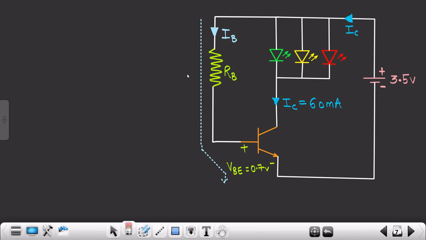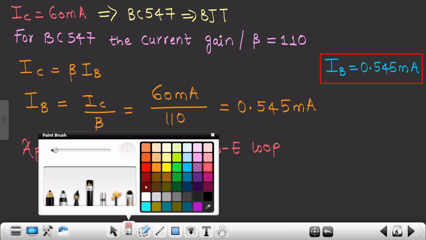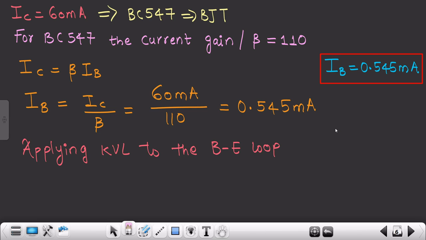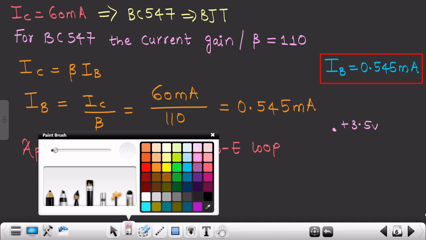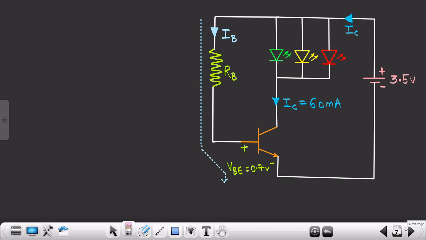This is your base, and this is your emitter. As you can see, we are going from this terminal, which is plus 3.5 volts. I'll draw it roughly so that you should be able to understand it. So let's suppose this is your plus 3.5 volts. Try to understand it as we are solving the numericals. We are actually opening this circuit.